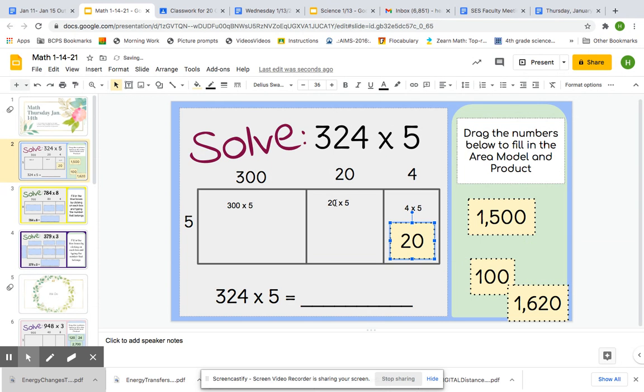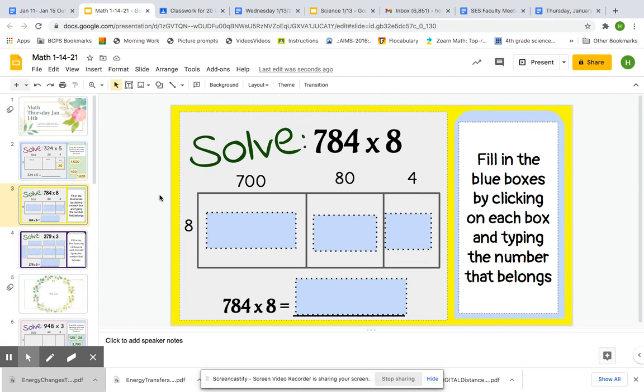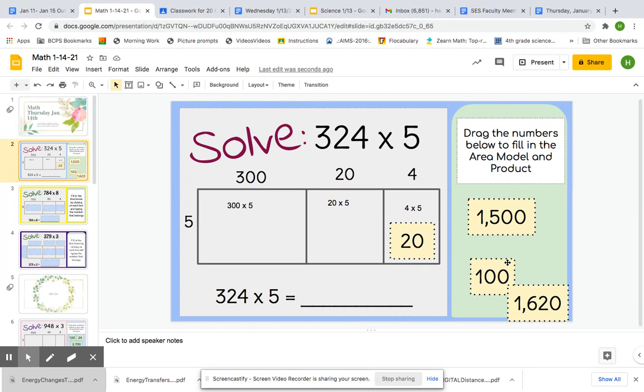Now 20 times 5. You know what? I'm not going to do 20 times 5. I'm going to take away the 0. And if I take away the 0, 2 times 5 equals 10. If I add back the 0, it equals 100. Oops. So I'm going to drag that over here.